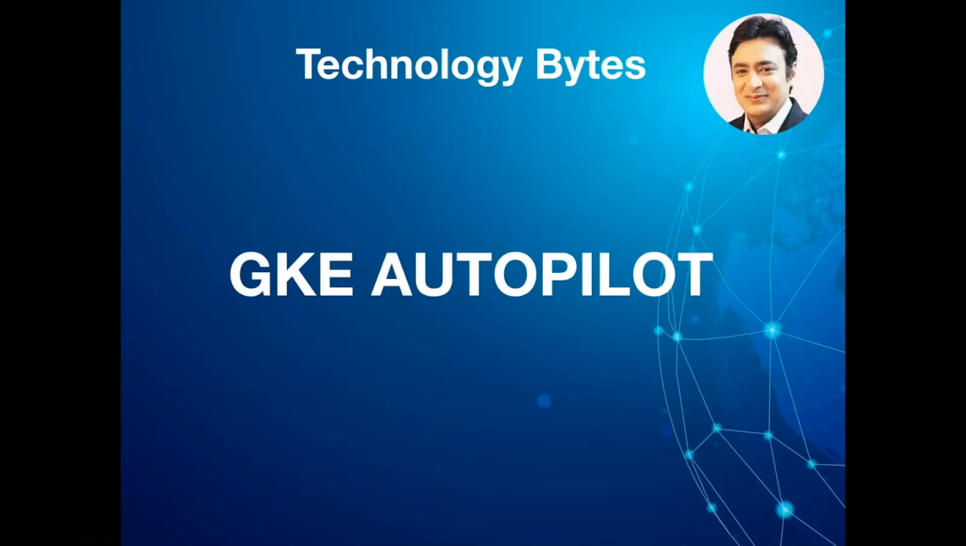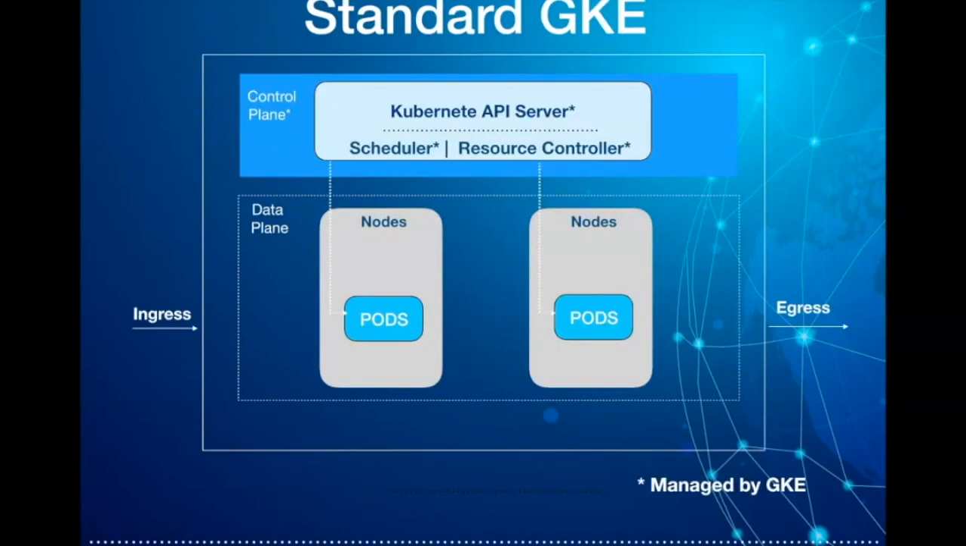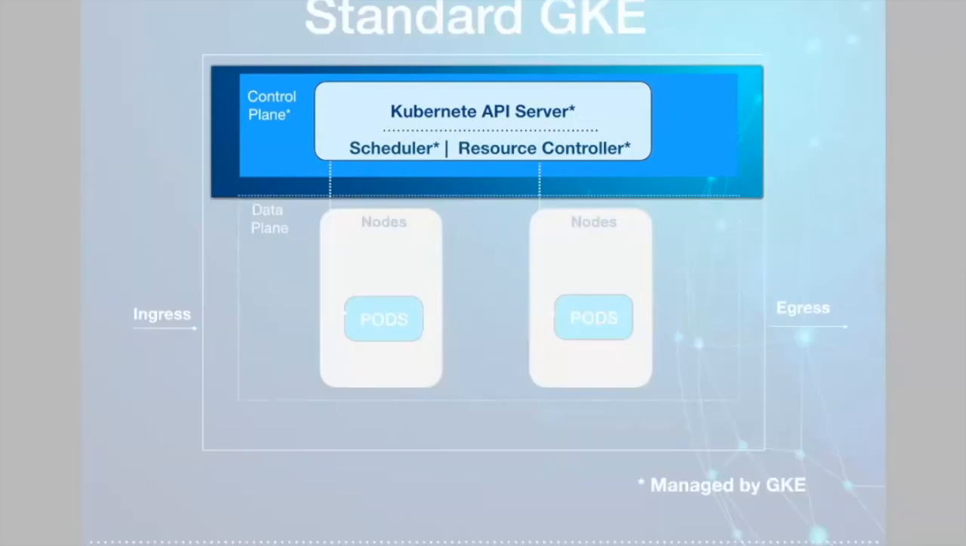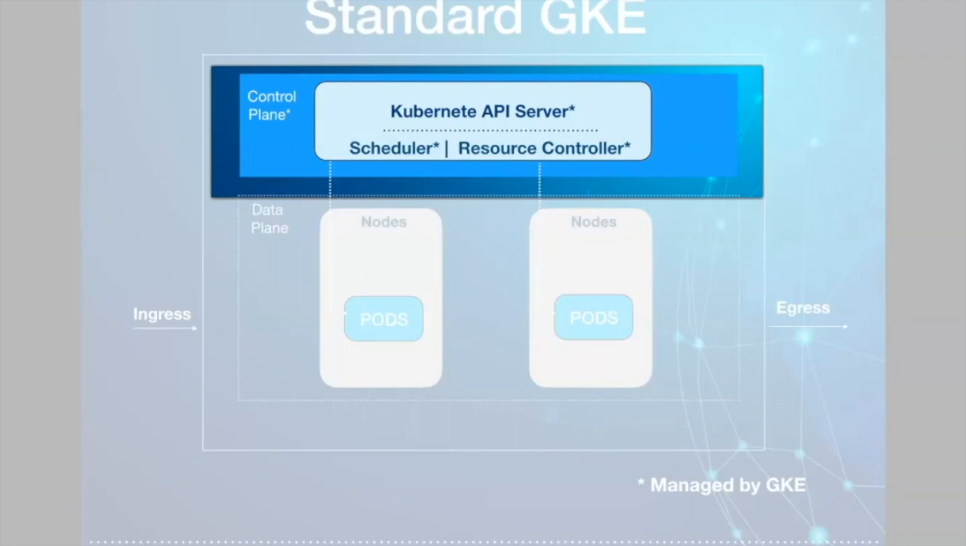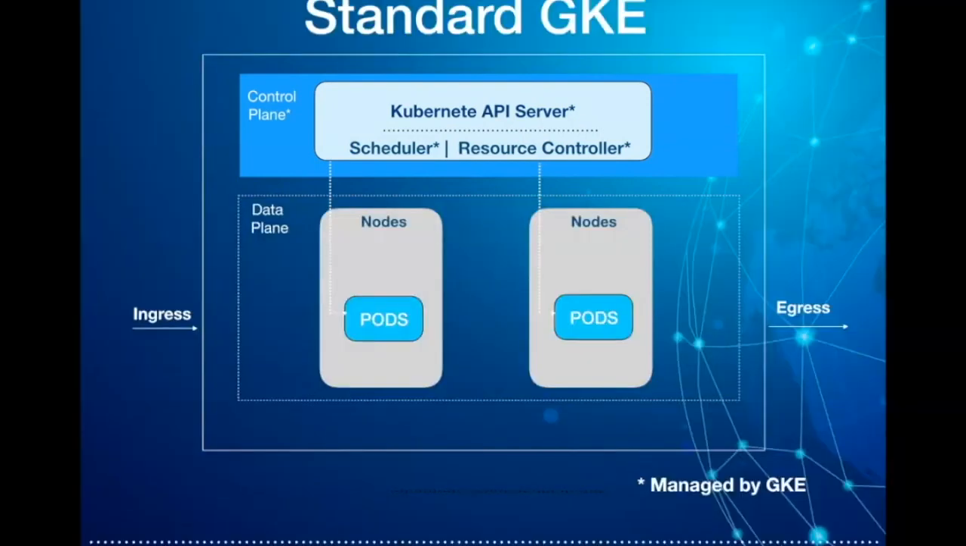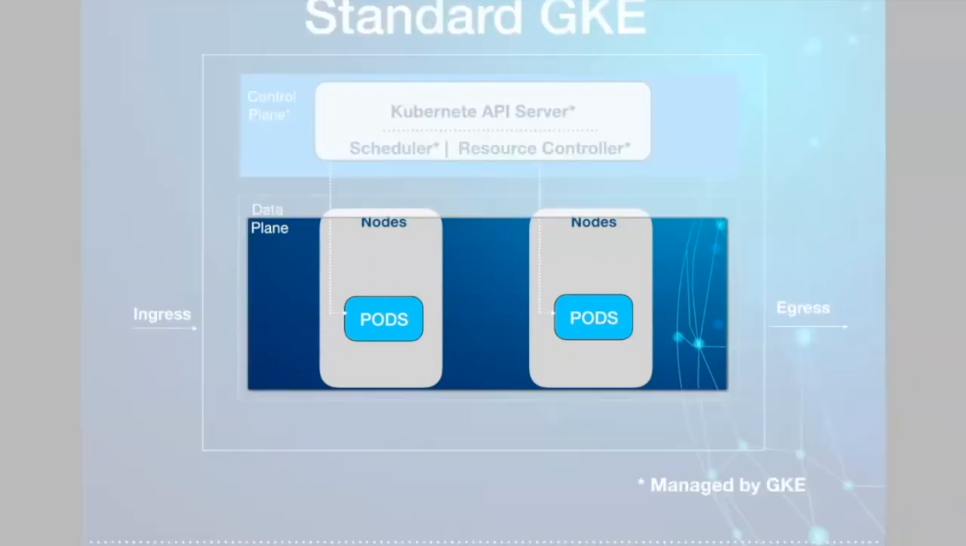So let's first understand what problem GKE Autopilot is trying to solve. A typical managed Kubernetes service like GKE has two components: the control plane and the worker node machines. The control plane manages the cluster infrastructure and the worker nodes. The worker nodes are the virtual machines which host the pods that run the containerized application.